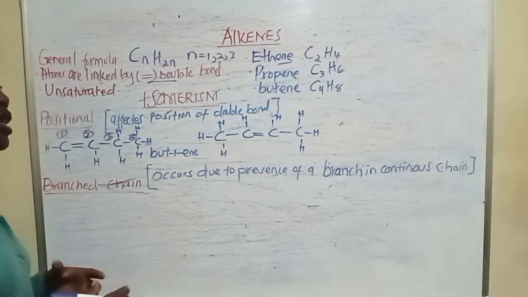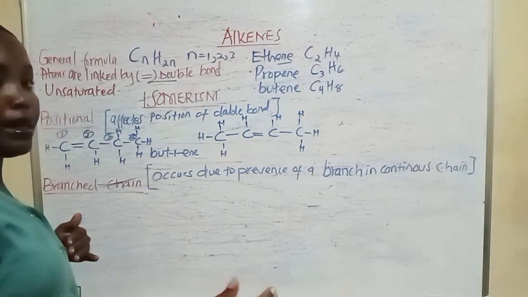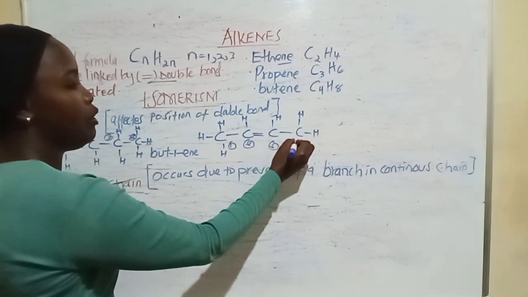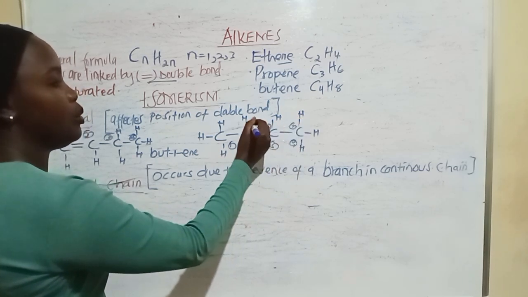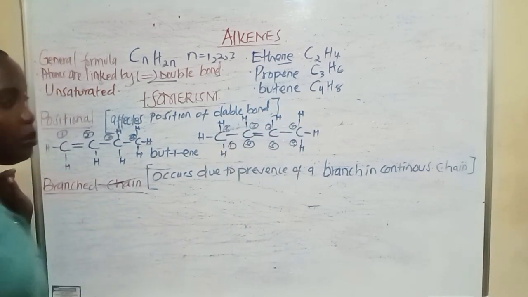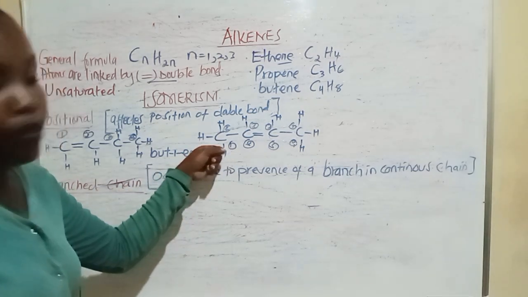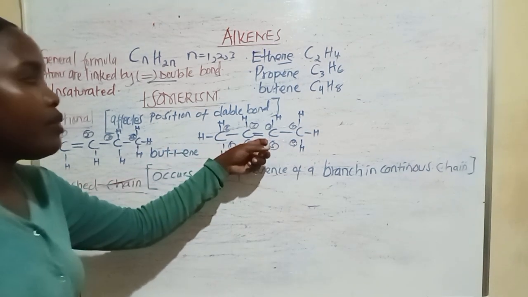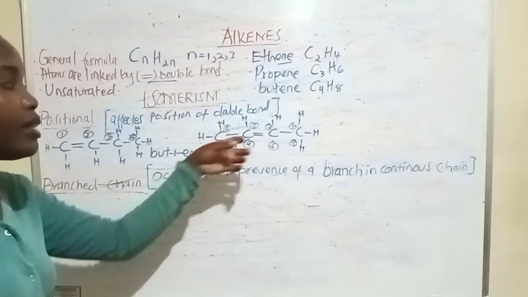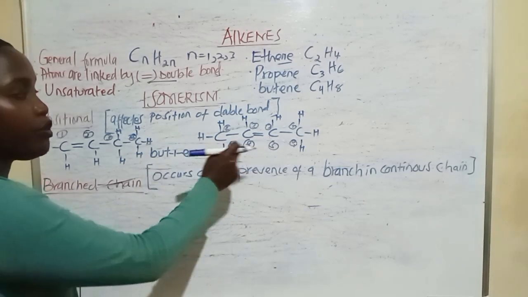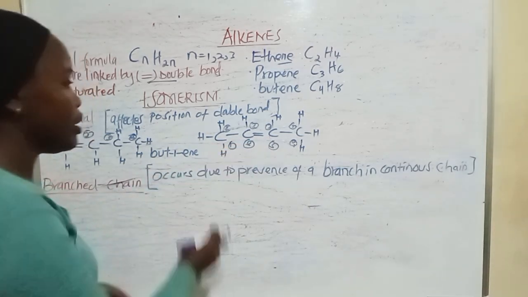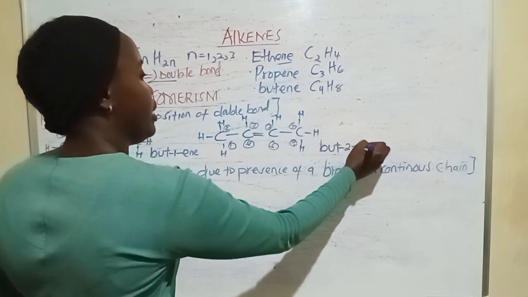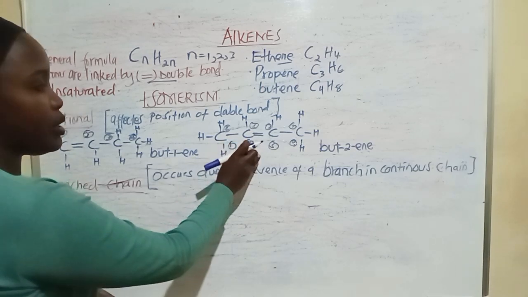So when you're naming, we've said we name from the side that is going to give our double bond the least number. So let us start from this side. Here we have 1, 2, 3, 4. From this side it's 1, 2, 3, 4. So we can label from this side because that is where we are going to get our double bond having the least number. So this is going to be but-2-ene, because the position of the double bond is in the second carbon atom.